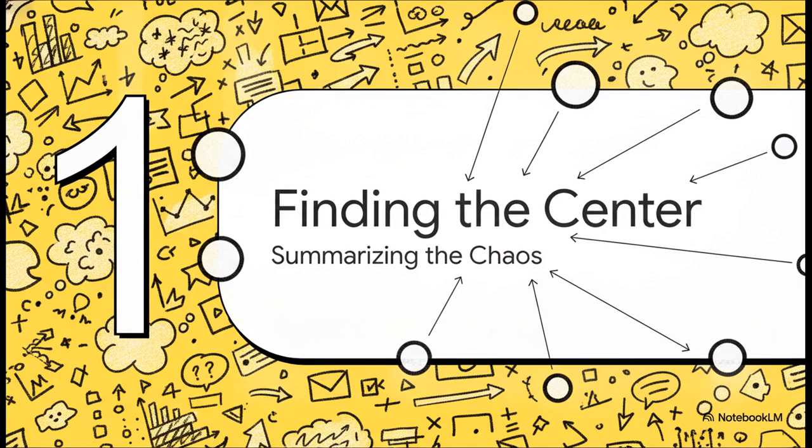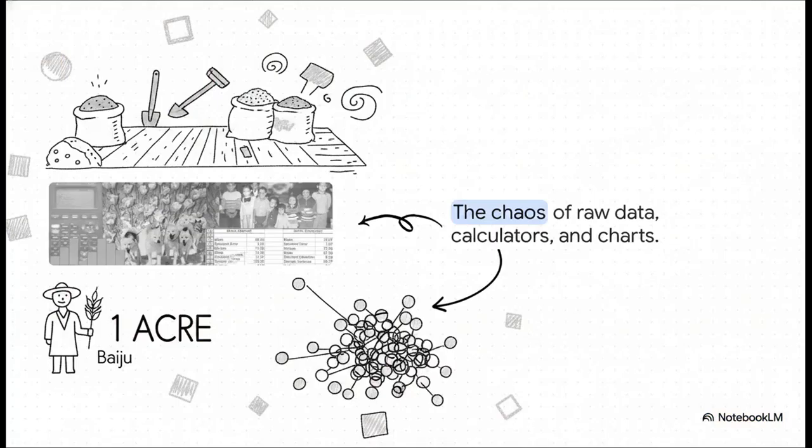Starting with Section 1. Finding the center. Summarizing the chaos. Look, in the real world, data rarely presents itself neatly, right? It's usually this vast, messy, chaotic thing that's incredibly hard to draw conclusions from just by eyeballing it.